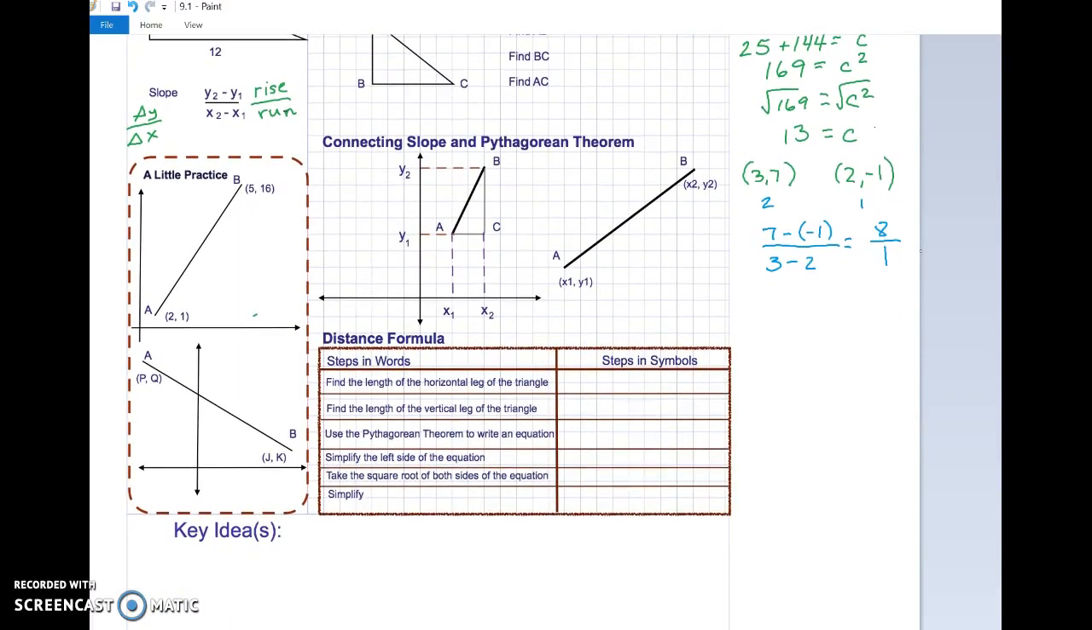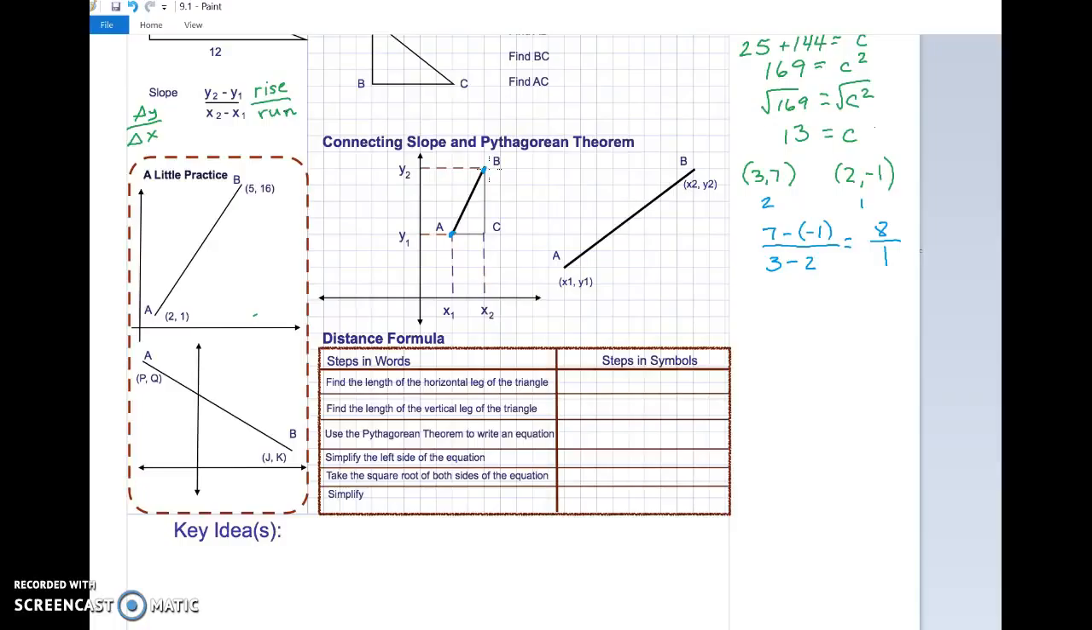Take a look at this little graph that I have here. Here I have a line segment, and I'm going to actually put the endpoints, and you can see that we're going to call it line segment AB. And what I want to know is how long is this line segment? How long is it? What's the distance? I want to be able to measure that.